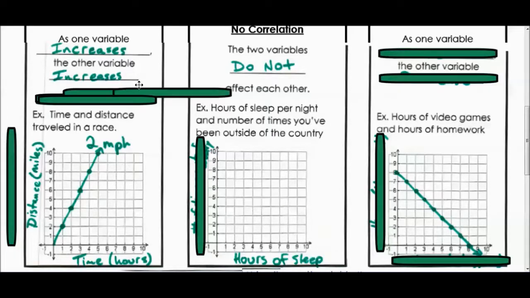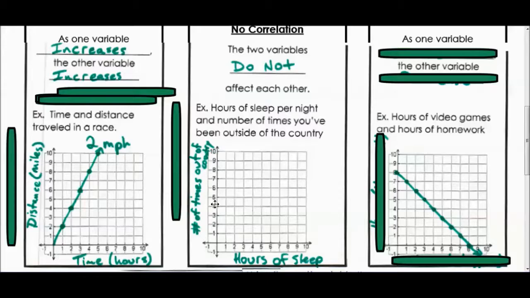As the hours of sleep you get per night increases for some people, the number of times they've been out of the country could increase, it could decrease. It really has nothing to do with each other. Those are two variables that really don't affect each other. So in that case, we'd see a bunch of scattered points like this.